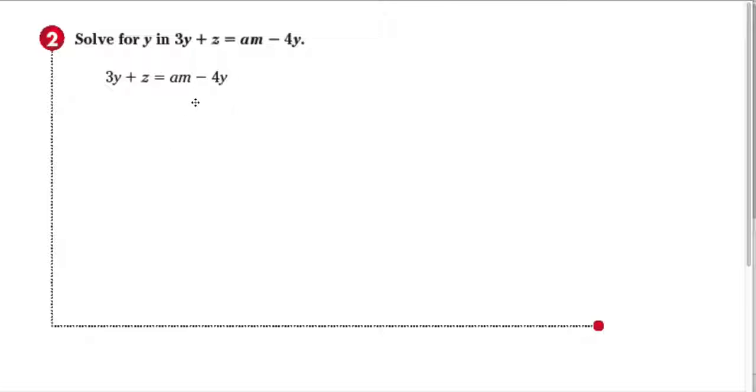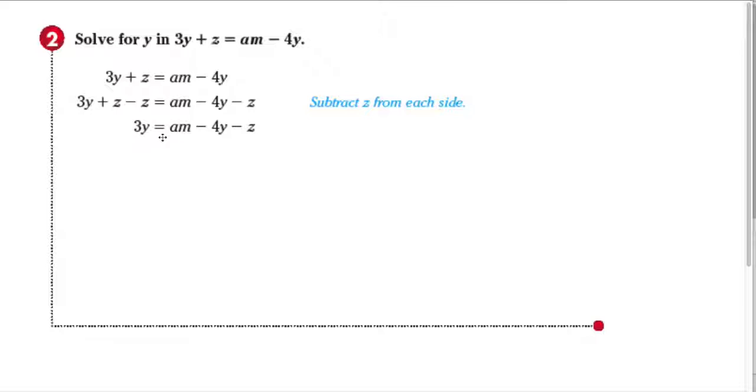Before we do that, let's think about where we want to isolate y. In this case, we want to isolate y on the left side of the equation. That means everything else should move to the right side, or be undone on the left, except for y. So the first thing we need to do is undo z, and we subtract z from both sides of the equation. Subtracting z from both sides will leave you with 3y equals am minus 4y minus z. Remember, they are all unlike terms, so you cannot add or subtract them.